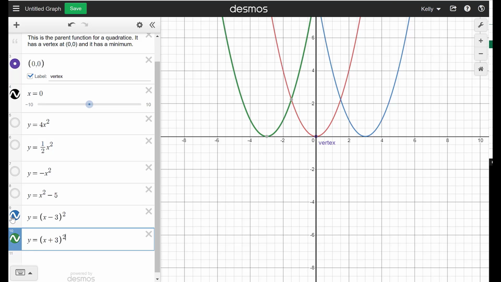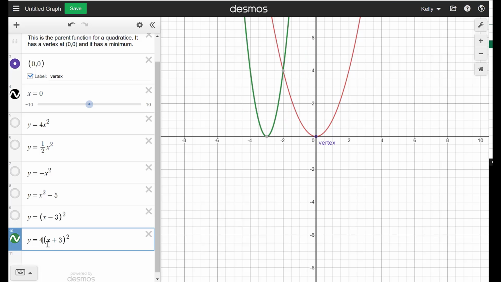So I'm going to mute this one as well because we just want to see this translation to the left. And so we have a vertex at -3, 0, which is good. But now it wants us to vertically stretch it. So all I'm going to do is put a 4 in front of this using our example from above and see what happens. And that vertically stretched it.